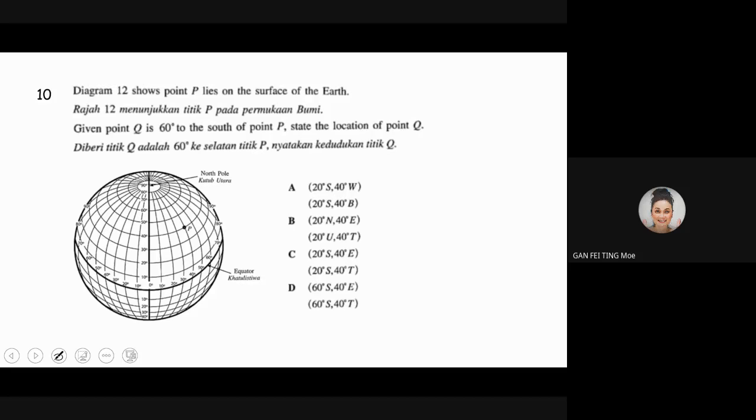Good. How do you make sure that you score this one? See how I am going to show you. You read the information. P is a point on the surface of the earth. Then Q is 80 degree to the south of point P. South means going down. And they want to know the location of point Q. This is very easy.